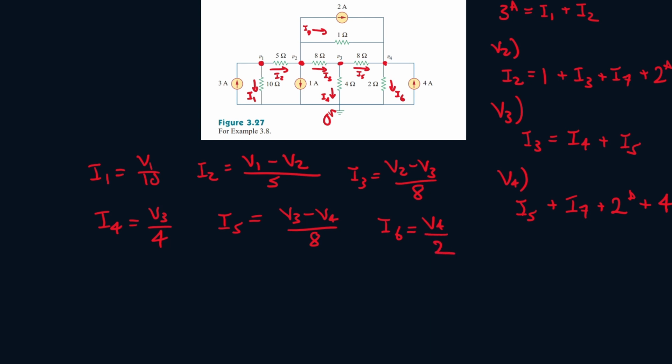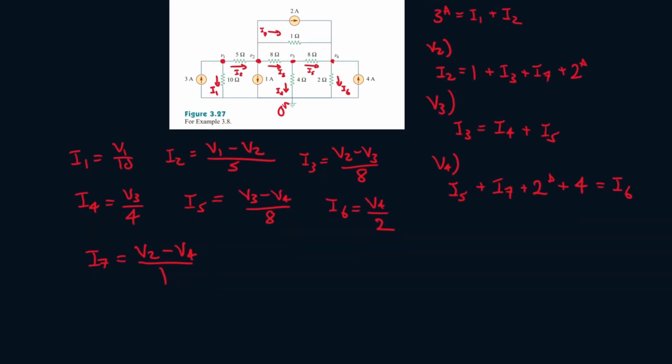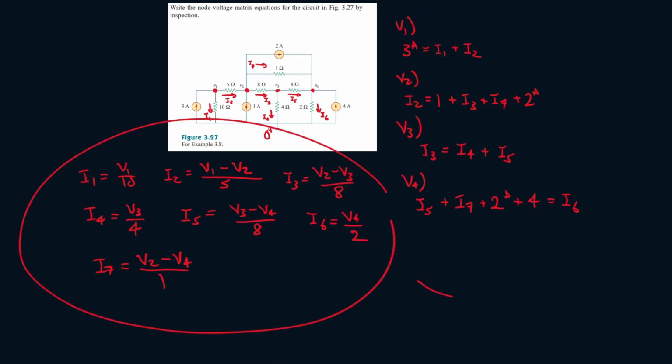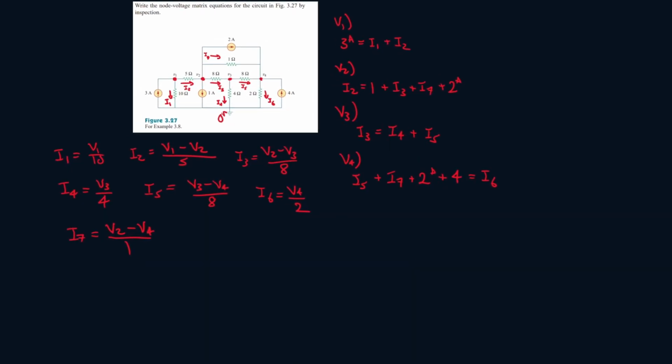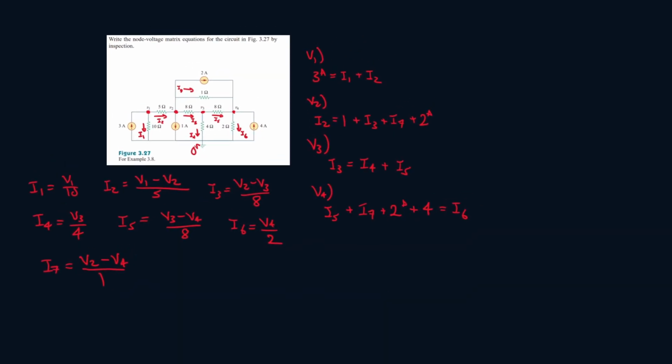And then finally I7: high potential V2, because this whole node is V2, to low potential V4, so minus V4 all over 1. Okay, now we'll just plug all of these into all of these equations. So let's write the equations over here.